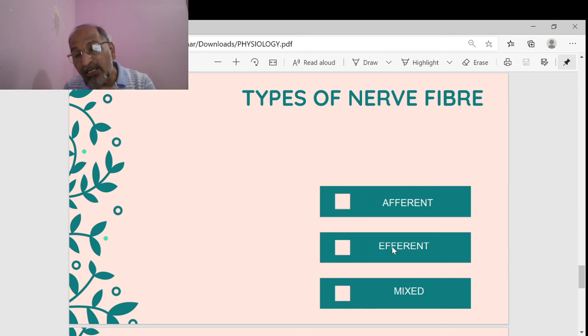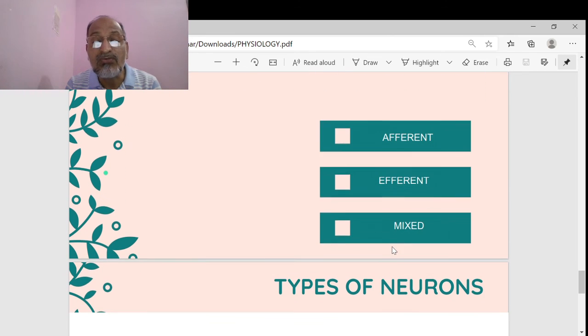Then you have got certain fibers which are mixed in action. They are transmitting from center to the periphery, and they are also transmitting from periphery to the center. Depending on which way they are transmitting the impulse, they are termed either afferent nerve fiber, efferent nerve fiber, or mixed nerve fiber.